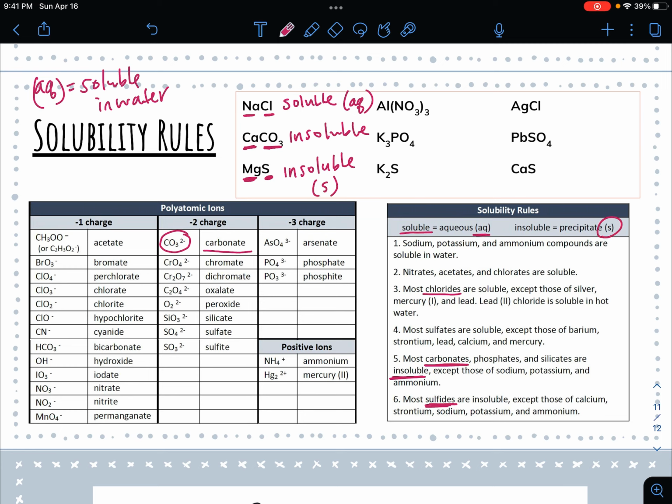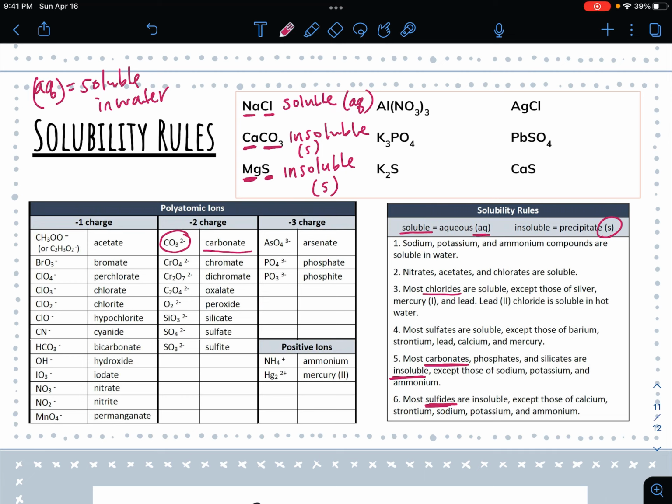Sometimes our insolubles, we can write as an S. So what does that mean? If something doesn't dissolve, that means it just looks like a solid still. It still just kind of sinks to the bottom and stays a solid. So that's what the S means. It means it's insoluble. It is still a solid.